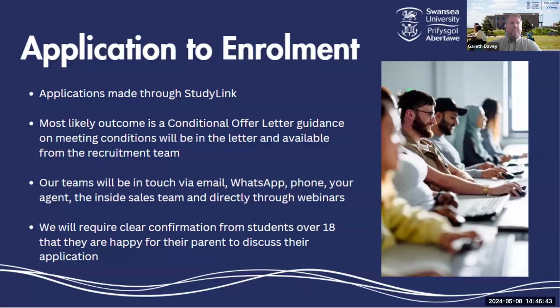So I'm going to be telling you a little bit about application to enrollment now. If someone has not made an application yet, applications can be made through our StudyLink system. You can go onto our website and look at any of the courses that interest you and then submit that application online. Now, the most likely outcome to that application will be a conditional offer letter. What that effectively means is you will be able to study with us as long as you meet the conditions outlined on that letter.